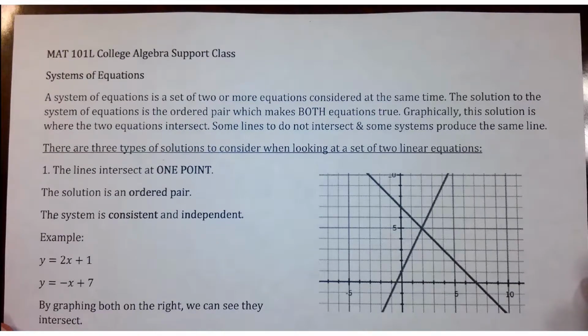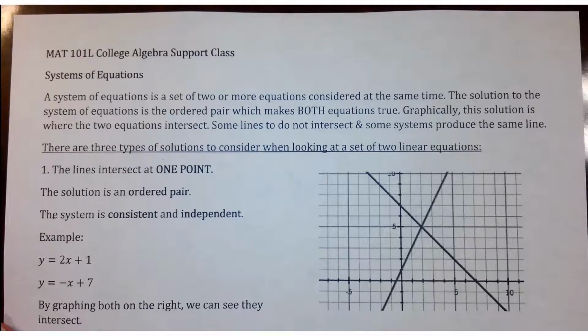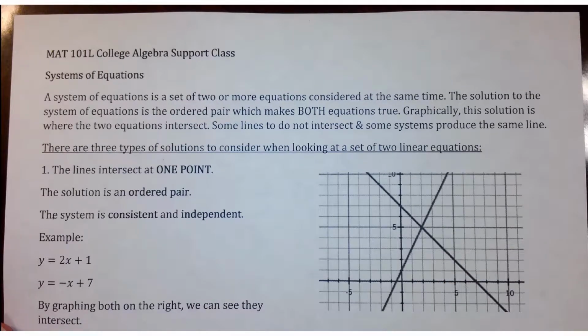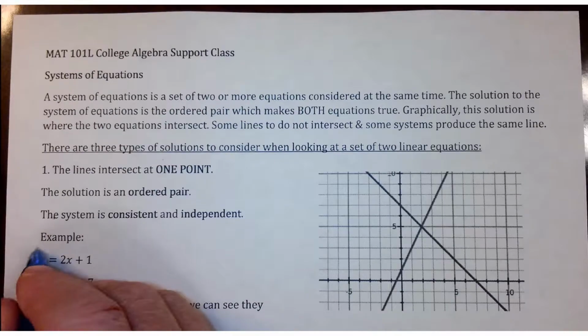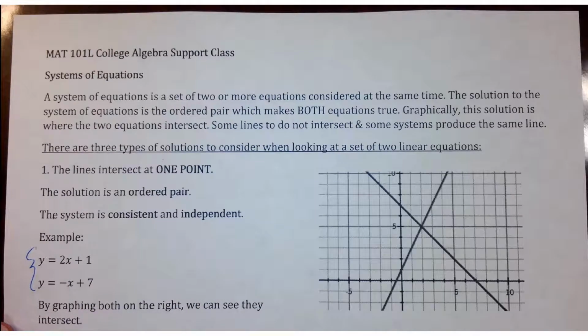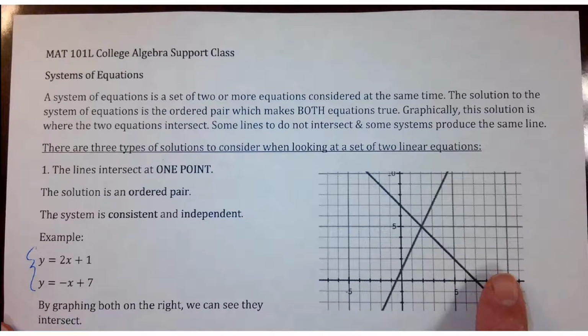So I wanted to talk a little bit about systems of equations. Systems of equations is where you have a set of two or more equations considered at the same time. You can think of this as having a graph with maybe two lines on that same graph. The solution to this system would be where those two graphs intersect.